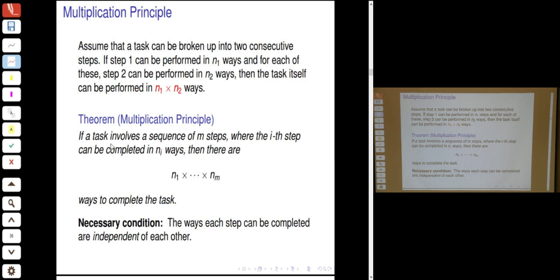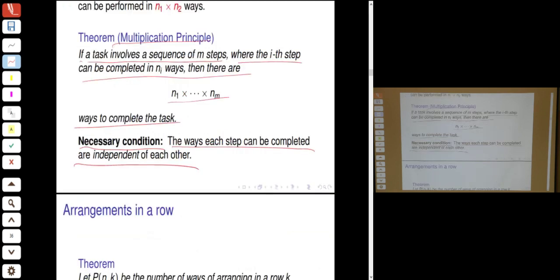And this is codified in the general multiplication principle. So if a task involves a sequence of m steps, where the ith step can be completed in ni ways, then there are n1 times n2 times and so on up to nm ways to complete the task. So the necessary condition for this is that the ways each step can be completed are independent of each other. Okay? So for each way of performing the first step, you should have n2 ways of performing the second step, and so on. So these numbers ni are essentially independent of each other.